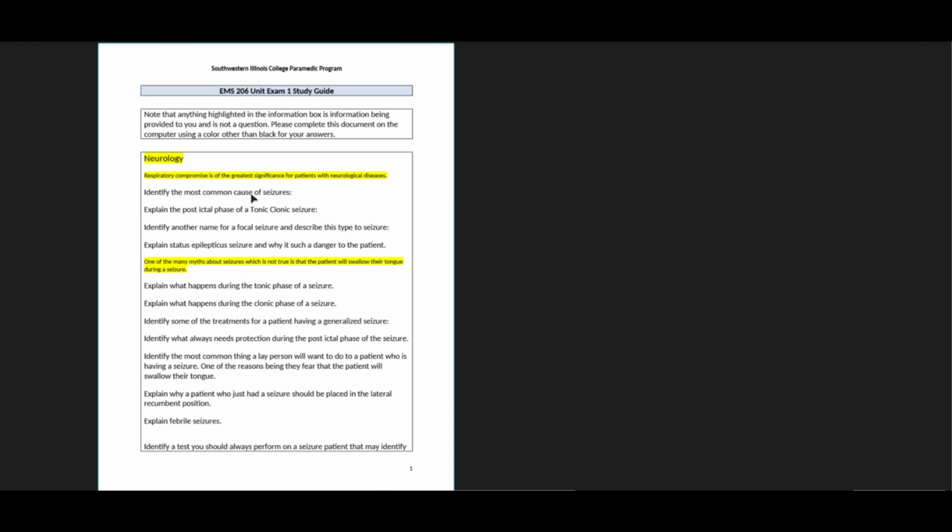Identify the most common cause of seizures. So, this is kind of a trick question. The most common cause of seizures is idiopathic, which means that the cause is not known.